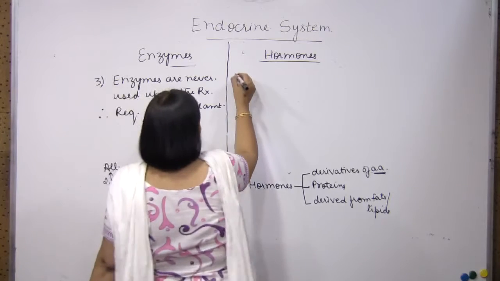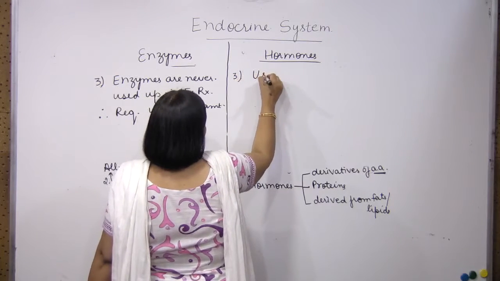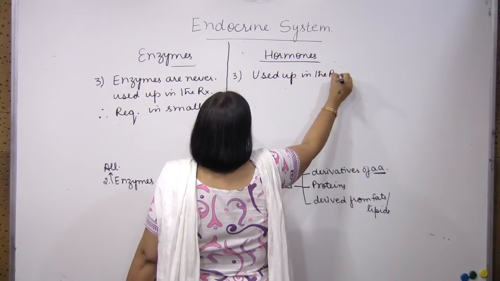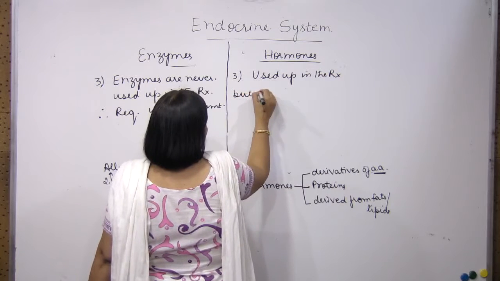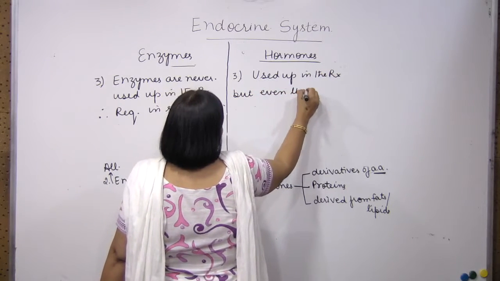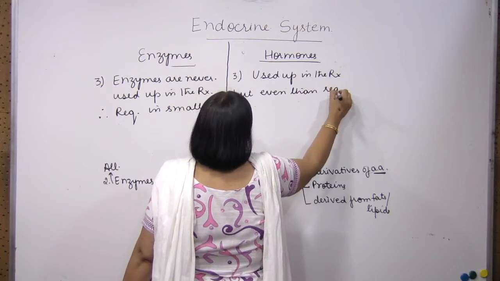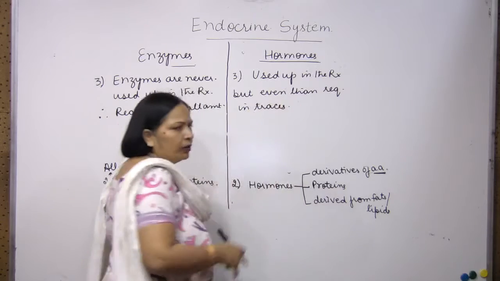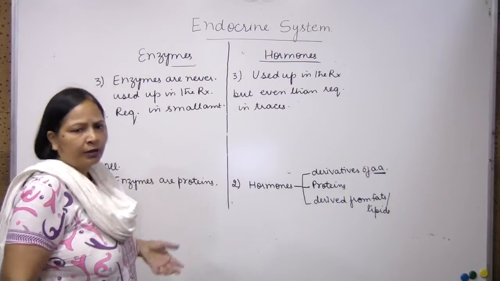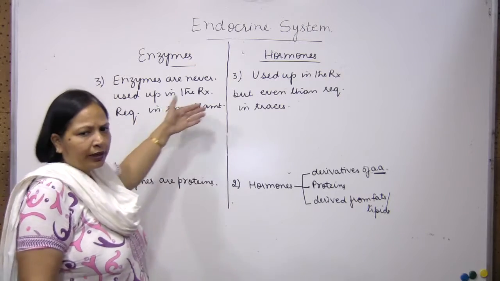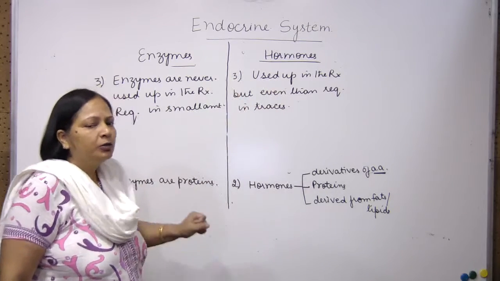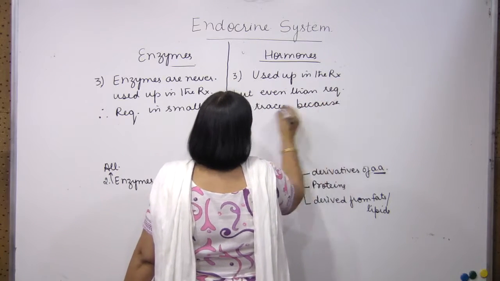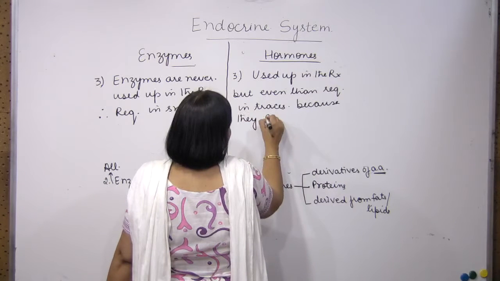Whereas hormones are used up in the reaction, but even then they are required only in traces. Not much hormone is required; a very small concentration is enough. But why? They cannot be reused, so why are they required in small amounts? Because they amplify the reactions many times.